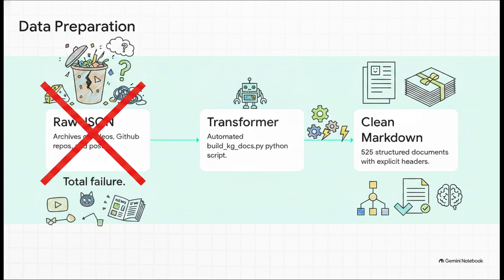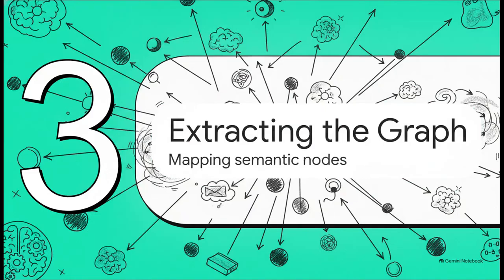Total failure. To fix this, they actually built a custom automated Python transformer script. This script parsed the JSON and outputted clean, structured markdown documents with explicit headers and front matter. This one step gave them 525 clean documents fully primed for the next phase. Which brings us to Section 3, extracting the knowledge graph. This is where we actually extract the semantic map of the data.